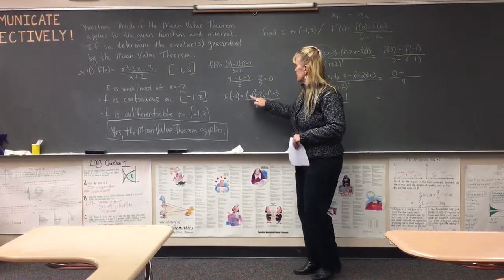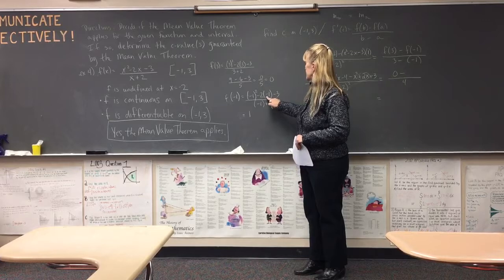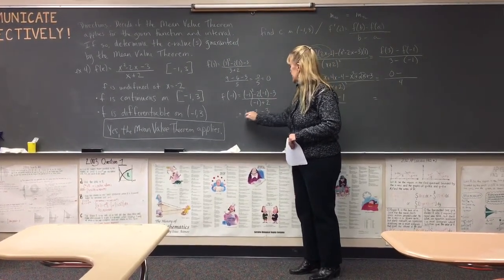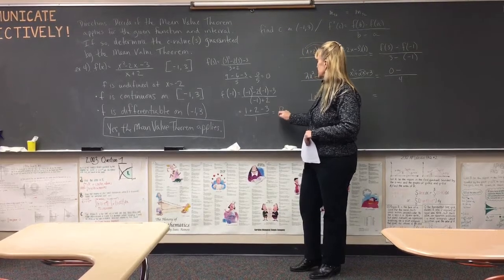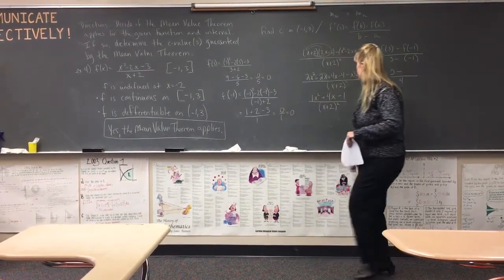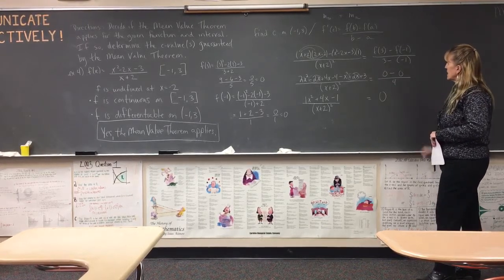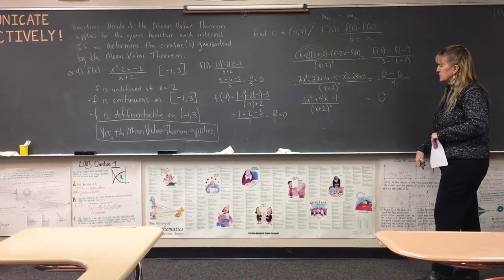Thank you. I square -1, I get 1. This gives me plus 2, and then minus 3. Oh, I see another 0 coming, all over 1. This is 0 over 1, which is 0 again. Well, at least it makes life easy for us, doesn't it? So I have 0 divided by 4, which is 0.